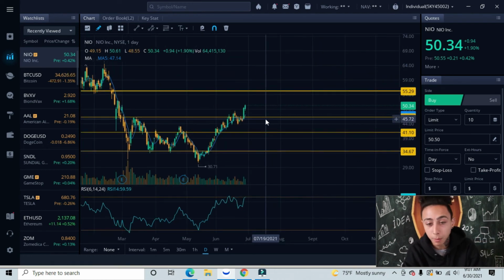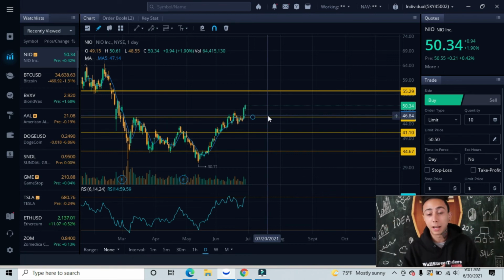You can have your stop loss back down here underneath our minor resistance, at the $44 area. That way, if we do break back below into that area, we can get tagged out and wait for a better entry.